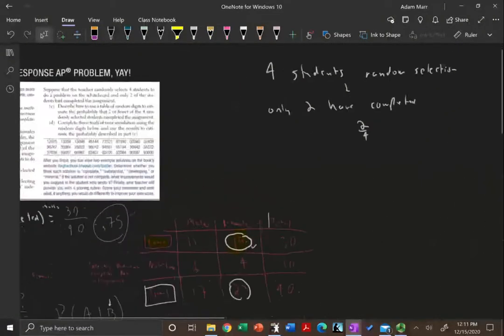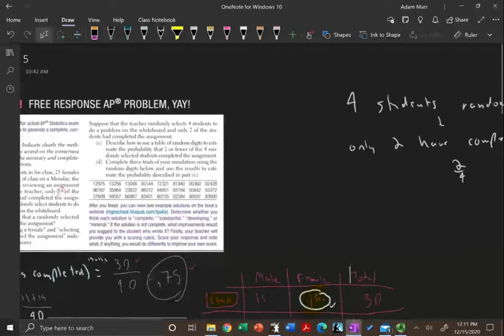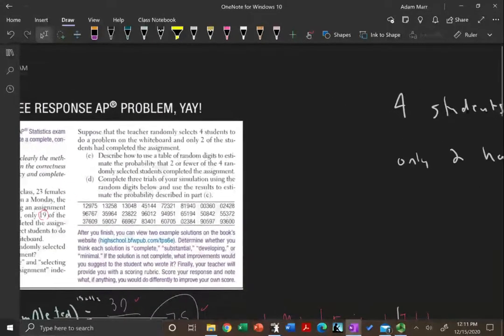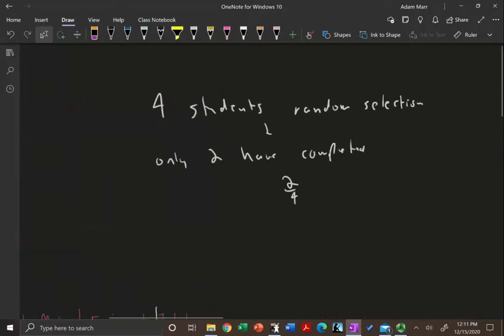Let's see here. Describe how to use a table of random digits to, let's read this. Suppose that a teacher randomly selects 4 students to do a problem on the whiteboard. Only 2 of the students have completed the assignment. Describe how to use a table of random digits to estimate the probability that 2 or fewer of the 4 randomly selected students completed the assignment.